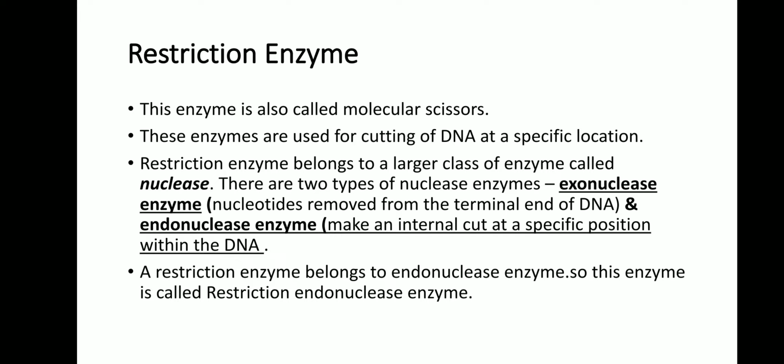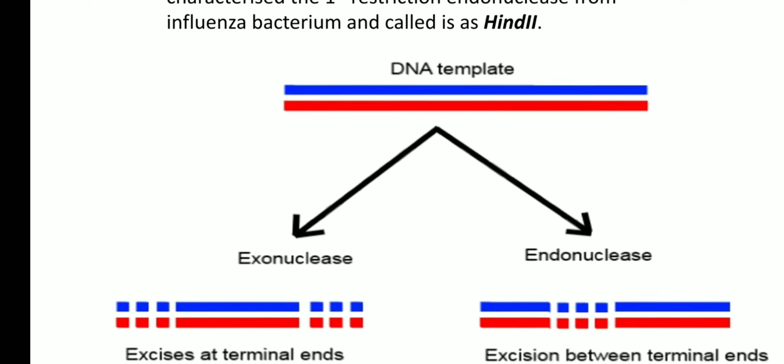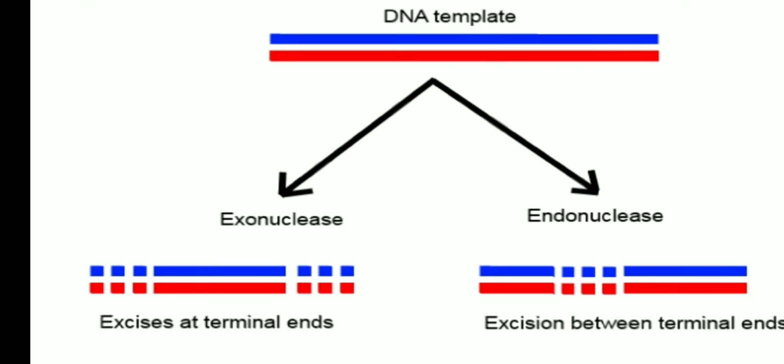Restriction enzyme belongs to a larger class of enzymes called nuclease enzymes. Nuclease enzyme is basically of two types: one is exonuclease enzyme and the other is endonuclease enzyme. What is exonuclease enzyme and what is endonuclease enzyme? In exonuclease enzyme, nucleotides are removed from the terminal end of DNA.